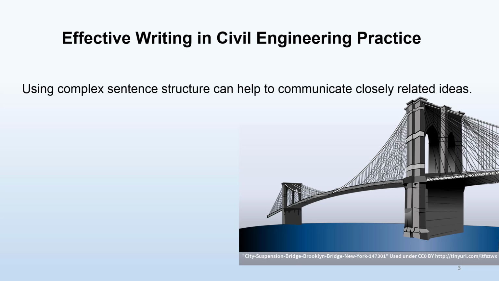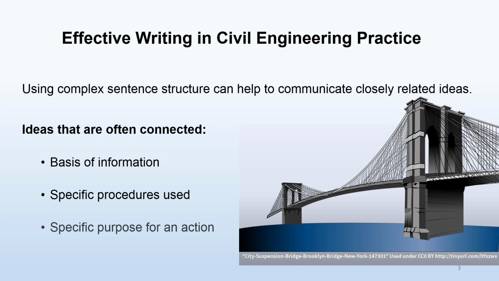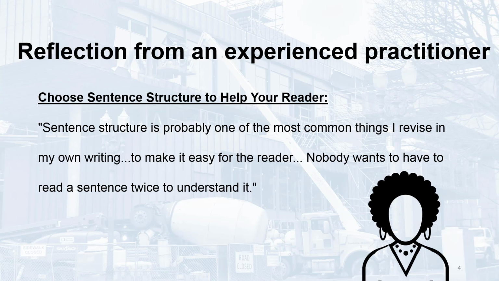These connections are important for communicating engineering work, and they reflect values in engineering such as basis of information, different processes you might have used, and purposes for actions that you took during a project. In other words, attending to sentence structure is actually part of thinking and working like an engineer. Part of effective writing is to choose the type of sentence structure that will help your reader understand the message.